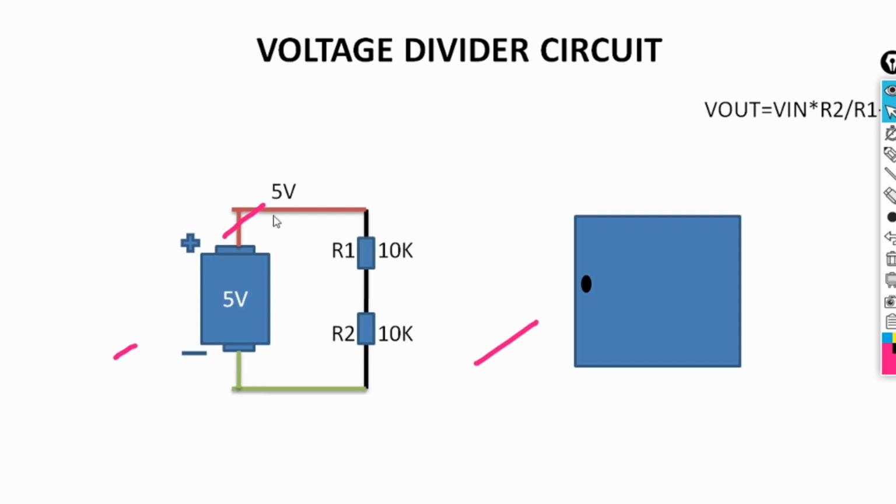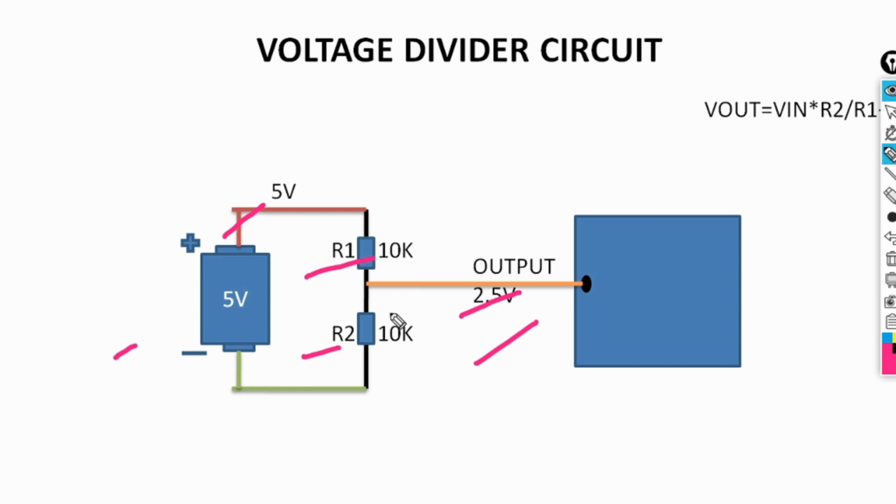This circuit completes when voltage passes through it, right? The output line will emerge between R1 and R2, which has 2.5 volts. Now understand one thing, please write it down.